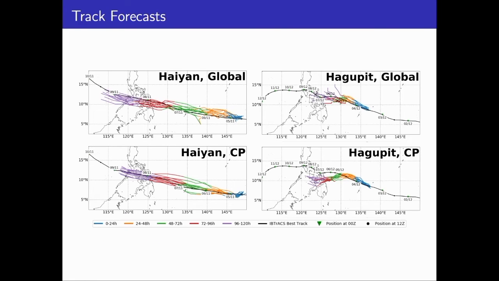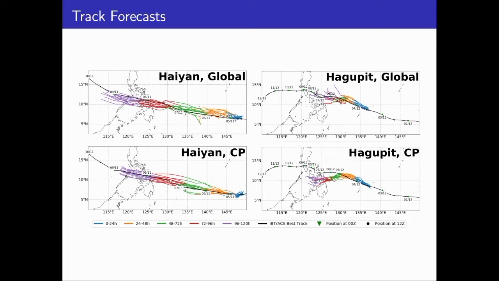So if I jump straight into the track forecasts, well, two at the top I've just shown you, but if we look at the ones at the bottom, these are the convection permitting forecasts. For Haiyan, at first glance, you would say, yeah, it's the same as the global forecast. The spread's quite small, and they surround the best track line quite well. On further inspection, you see that the timing actually lags behind the global forecast. But for this talk, that's not too important, and we don't mind too much.